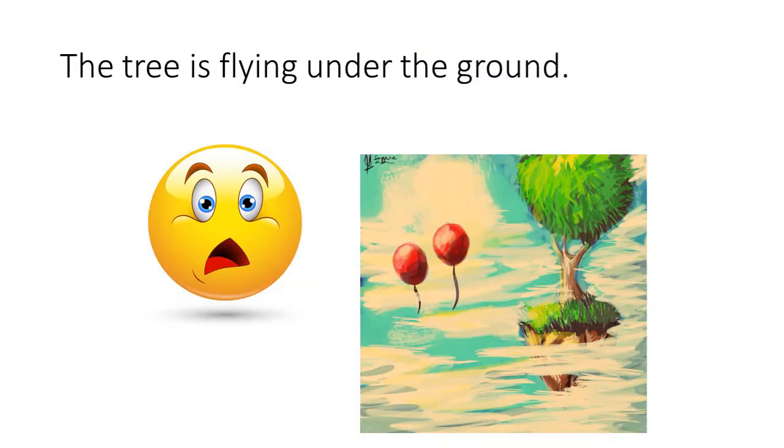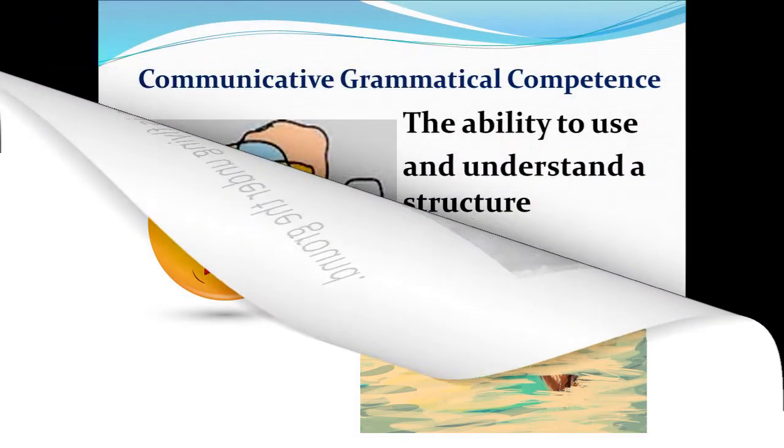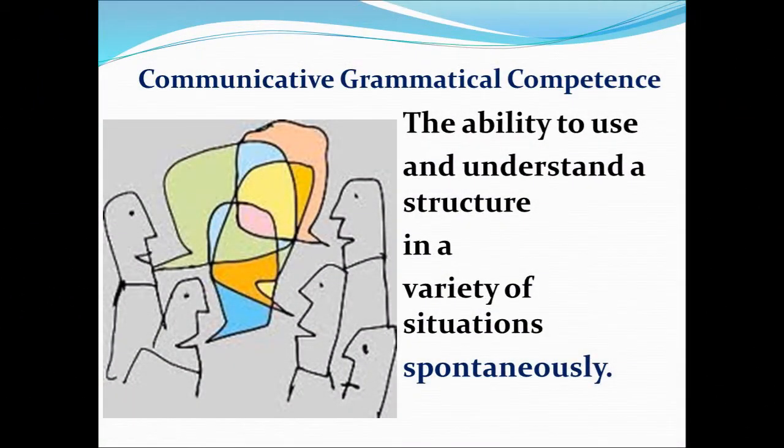With that in mind, we should think of a sentence like, the tree is flying under the ground. The tree is flying under the ground? Kind of a strange sentence. Grammatically correct, but basically it doesn't have any meaning. So yes, grammar is important. Practicing grammar is important. But correct grammar and correct grammar usage doesn't guarantee a high level of communicative competence.